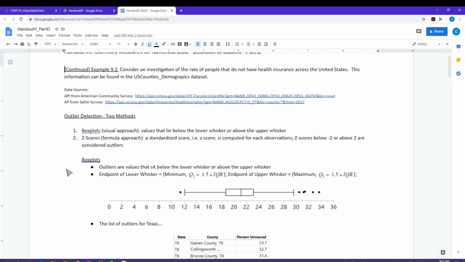So there are two ways to identify outliers. The first is through the use of box plots. It's kind of a visual approach. And what we're looking for is just observations that sit below the lower whisker or above the upper whisker. So those observations there would be considered outliers. The second then is to use a Z-score or a standardized score. And that is based on a formula. So this Part D really just talks mostly about those Z-scores.